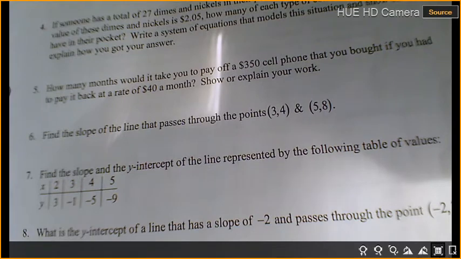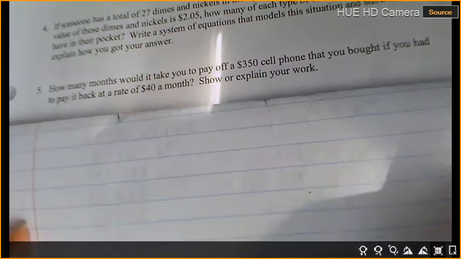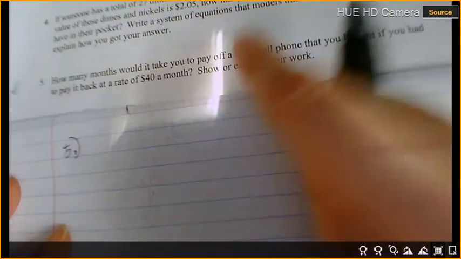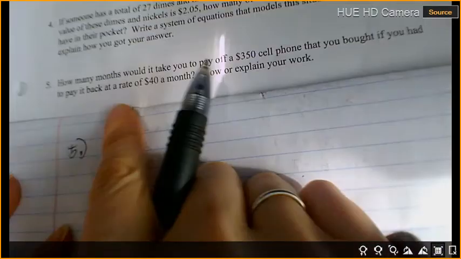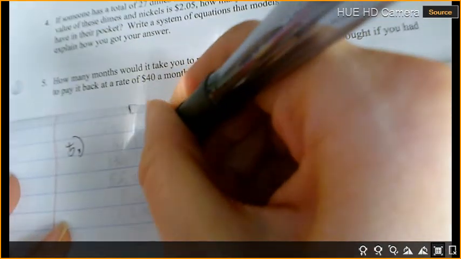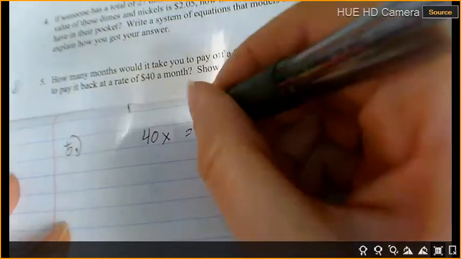How many months would it take you to pay off a $350 cell phone bill that you bought if you had to pay back at a rate of $40 per month? So here's number 5. How long would it take you to pay off a $350 cell phone bill if you had to pay it back for $40 per month? So $40 per month. How long would it take you to get $350?